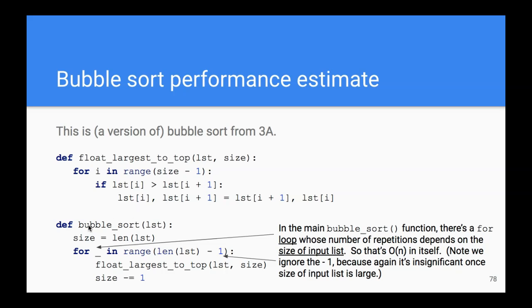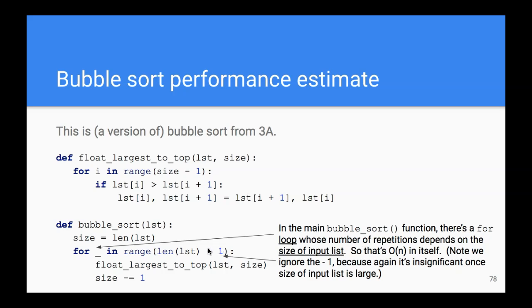Well, we start obviously with the bubble sort itself, and we look at the implementation of bubble sort, and we see that there is a loop. The number of times that it's going to repeat is the size of the input list minus 1. So immediately you should see that that is kind of an O of n, just for the bubble sort itself.